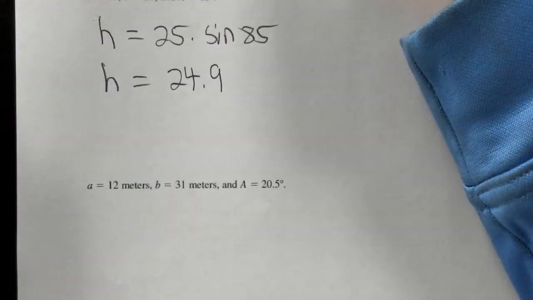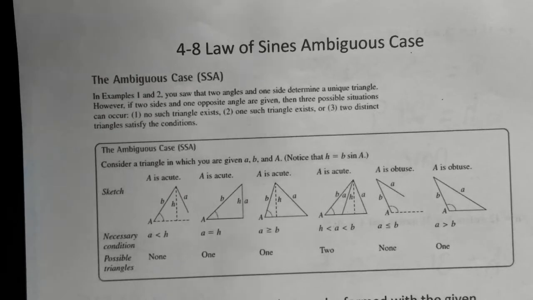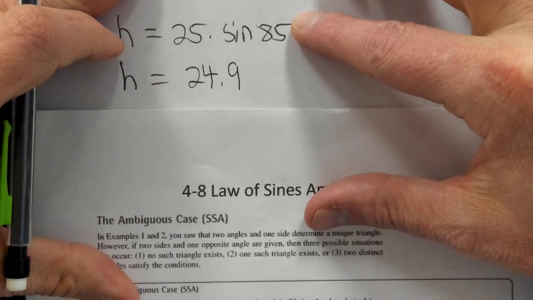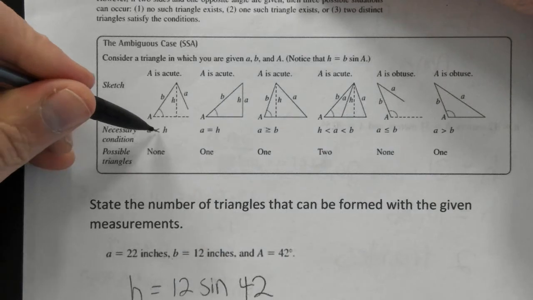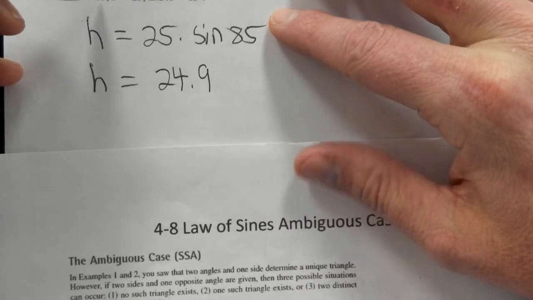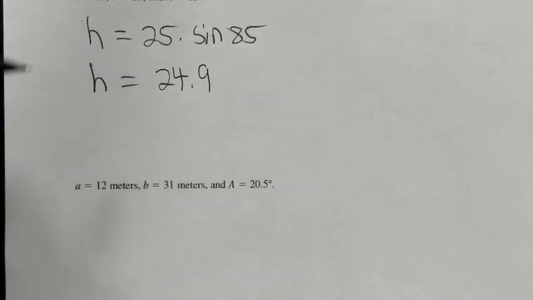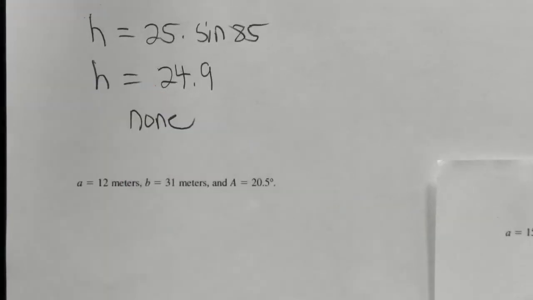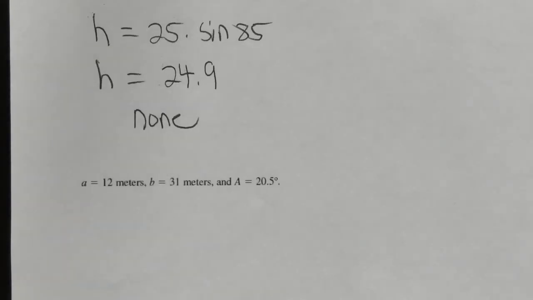Okay, and so now we can go back and look at our setup. 85 is still acute, and I'm looking at the first four setups, so you have to check your angle first. On this one, the first scenario is A less than H. In this case, 15 is less than 24. Since that's the case, how many triangles could be formed with the given measurements? The answer in this case is none.